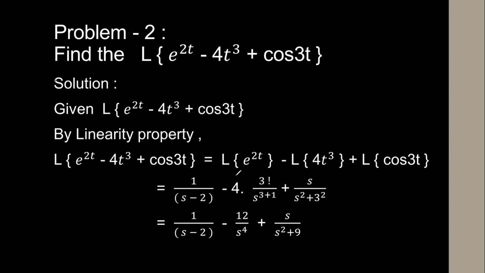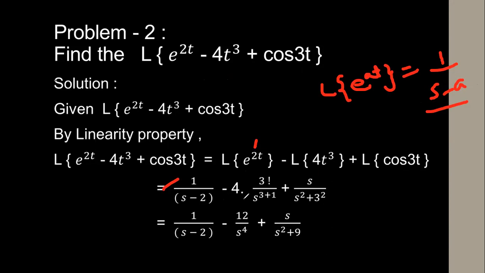What is the Laplace transform of e power 2t? It is of the form Laplace transform of e power at. We already did this one, so you get 1 by s minus a. In place of a, we have the value 2, that is 1 by s minus 2, which is represented here. Minus 4 is a constant which is taken outside, 4 into the Laplace transform of t cube. t cube is 3 factorial by s power 3 plus 1, from the Laplace transform of t power n form.